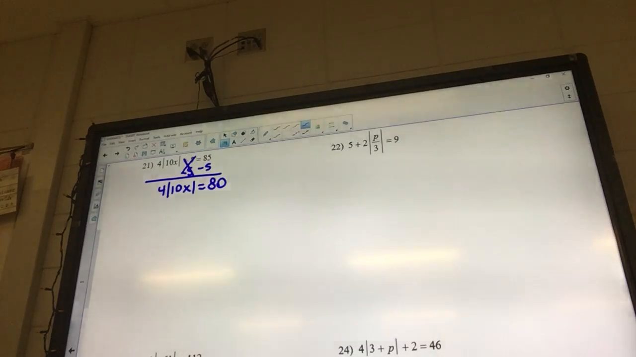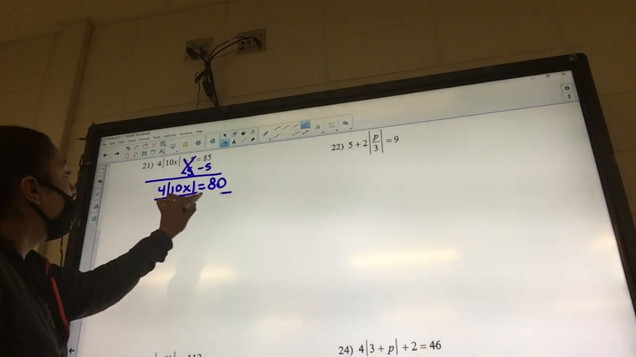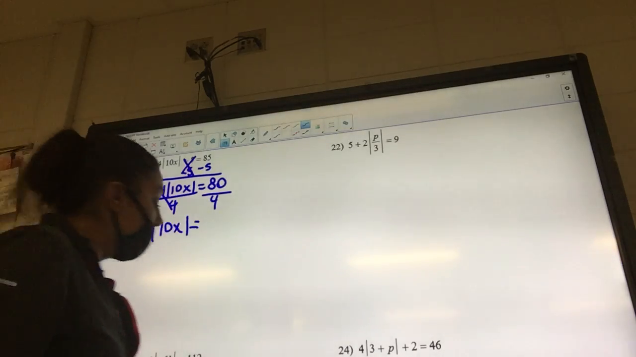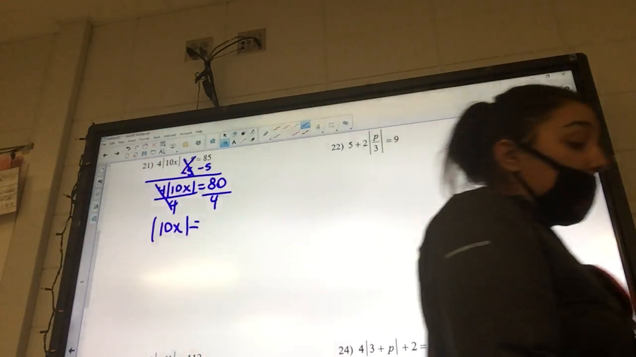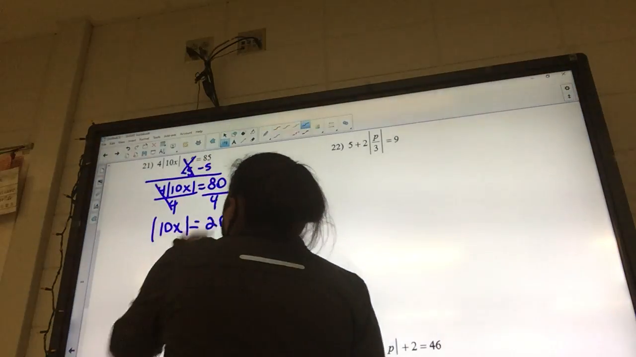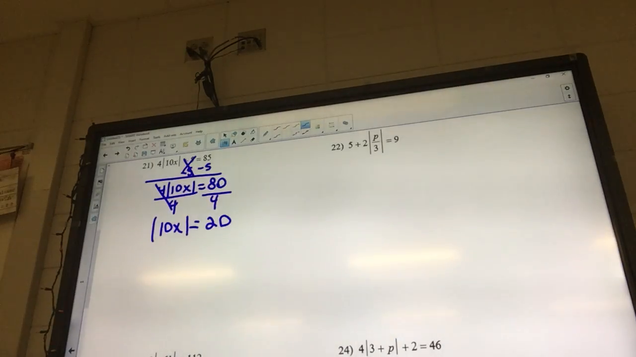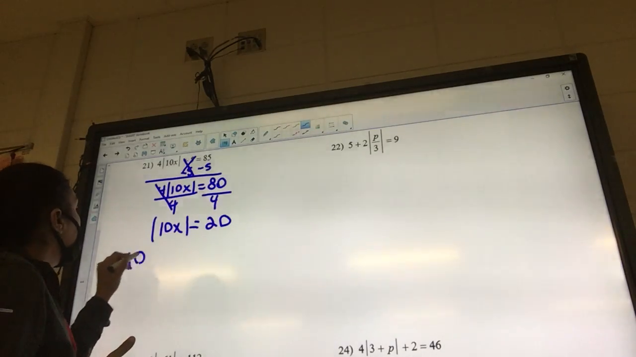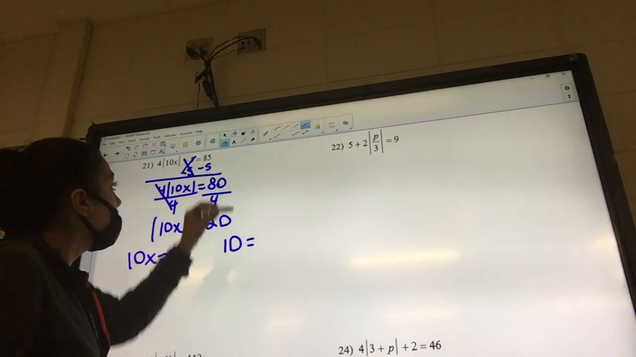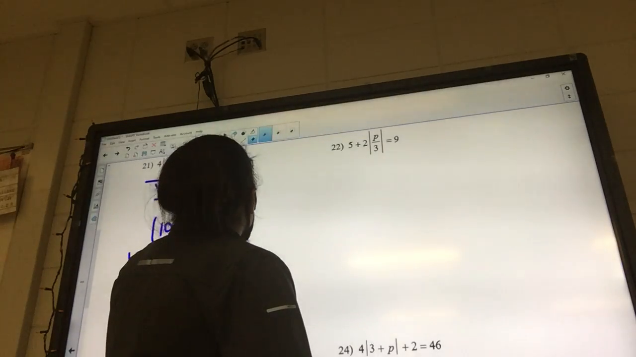Okay, what's my next step gonna be? Divide by 4. Okay, so 80 divided by 4 is 20. Okay, is my absolute value by itself? Yeah. So what do I need to do now? Write it 2 times. So one's going to say 10x equals 20, and one's going to say 10x equals negative 20.